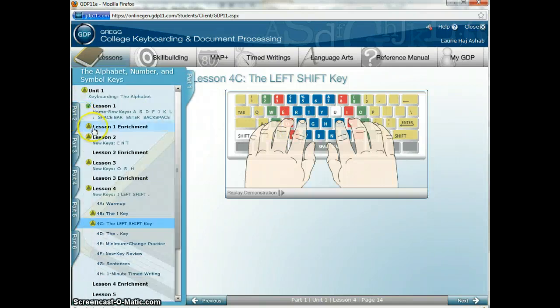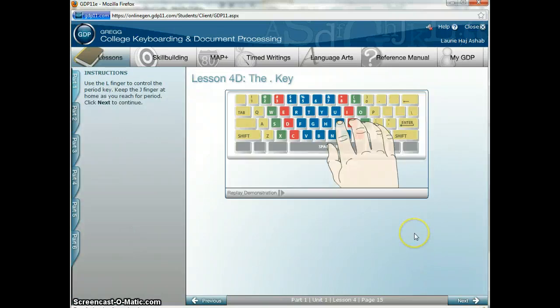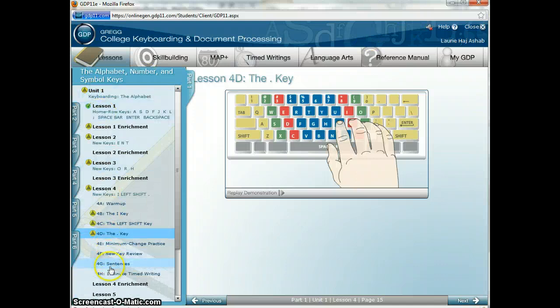All right, we're going to go on to the period. Now you're going to be using the L finger for the period. You're going to be reaching down, period, period, period. Notice when I practice the reach, I go back to my L. So period, go back to the L. Period, go back to the L. And in the next section, as I had mentioned, you're going to be practicing these drills, including the 1-minute timed writing. And as I mentioned each time, remember to work on the lesson 4 enrichment for extra practice.